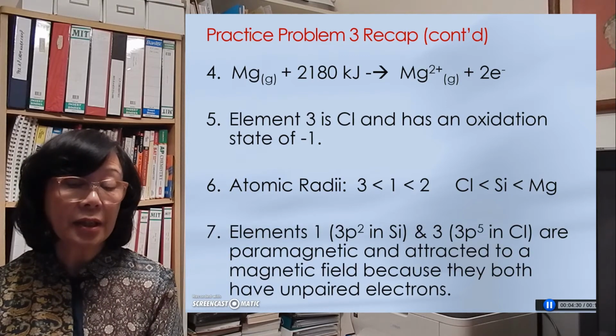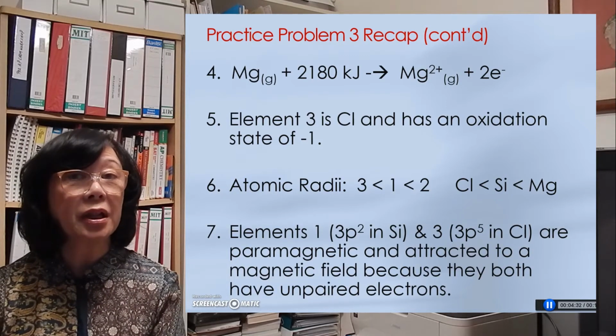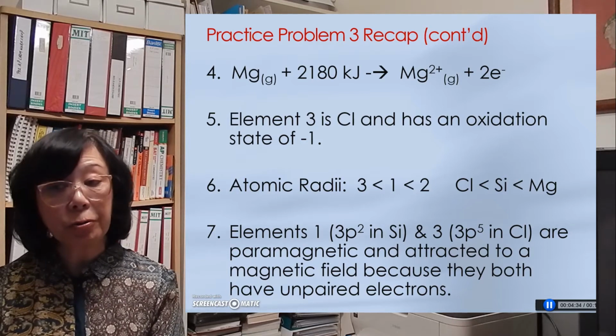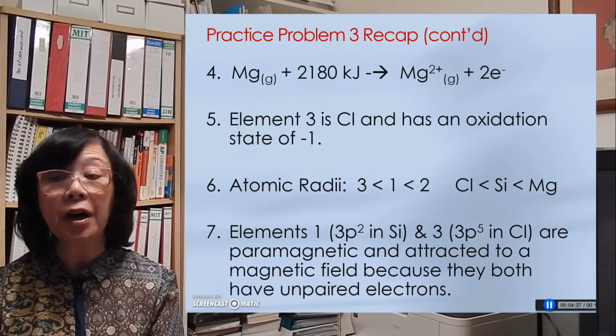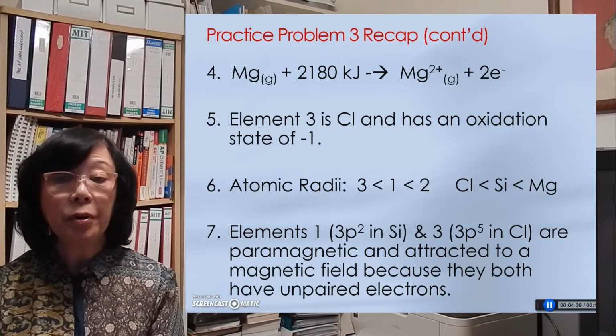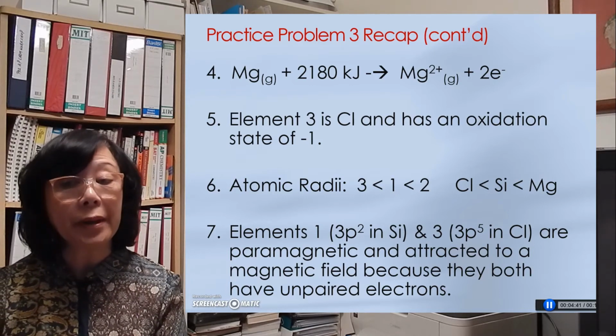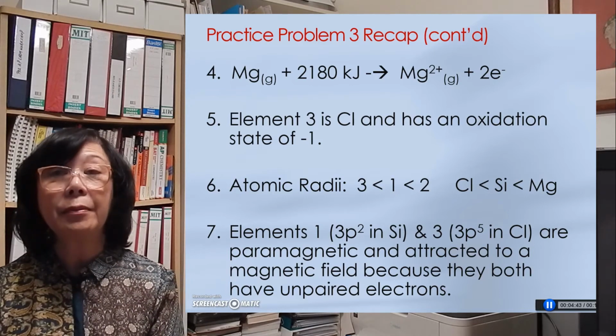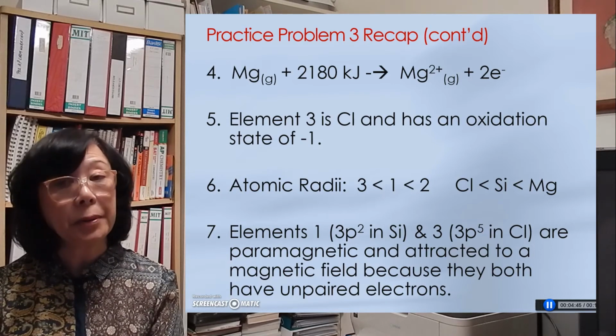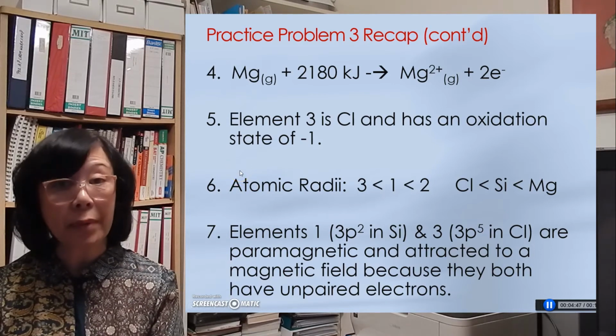Element 1, which is silicon, has 3p2 as the last electrons, and element 3, which is chlorine, has 3p5 as the last electrons. Both element 1 and 3 are paramagnetic because they have unpaired electrons in their orbitals, which will then be attracted to the magnetic field.